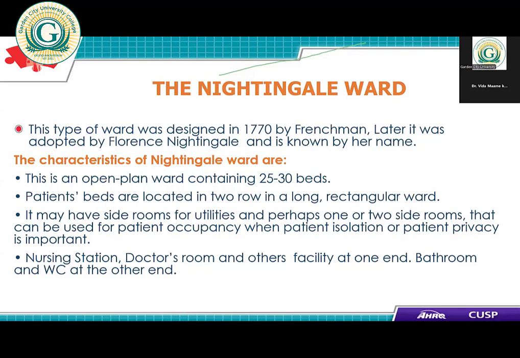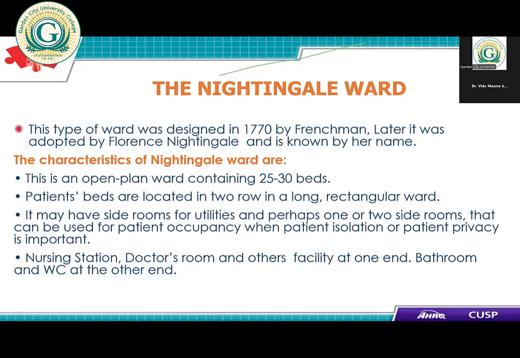Then the patient beds are located in 2 rows in a long rectangular ward. So as I said, it can be rectangular or T-shaped or cruciform. It may have side rooms for utilities and perhaps 1 or 2 side rooms that can be used for patient occupancy when patient isolation or patient privacy is very important. And the nursing station, doctor's room and other facilities are at one end, then bathroom and WC at the other end. So this is the ward that we have.